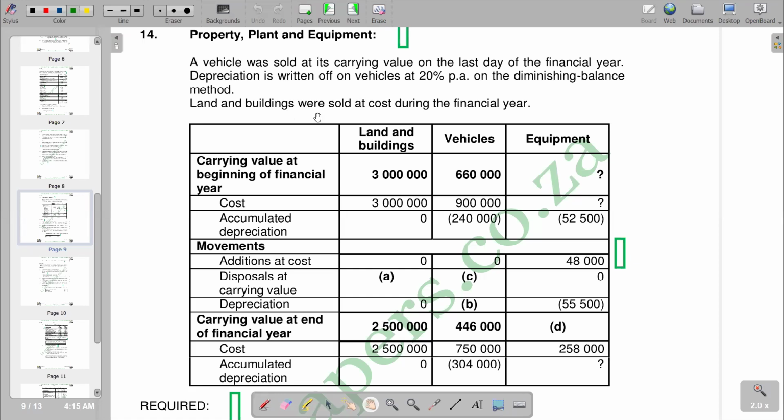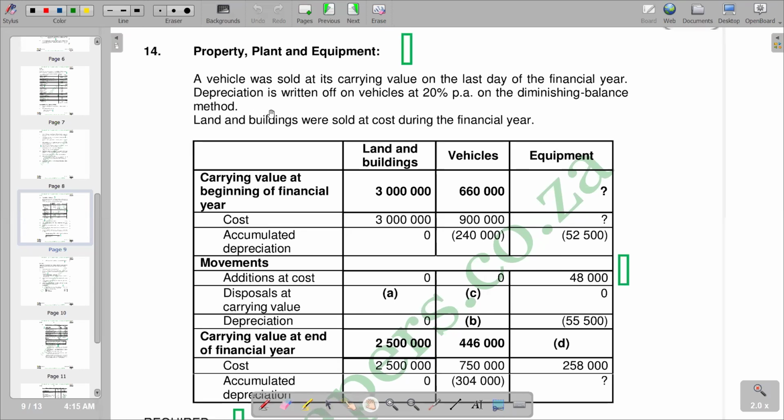In this video, we want to calculate the missing figures on the fifth asset note. We have a question, and we're only going to look at information 40. That's where we have information that is going to lead us to calculate the missing figures in the fifth asset note. The note reads: a vehicle was sold at its carrying value on the last day of the financial year. Depreciation is written off on vehicles at 20% per annum on the diminishing balance method. Land and buildings were sold at cost during the financial year. So this is the information that we have.